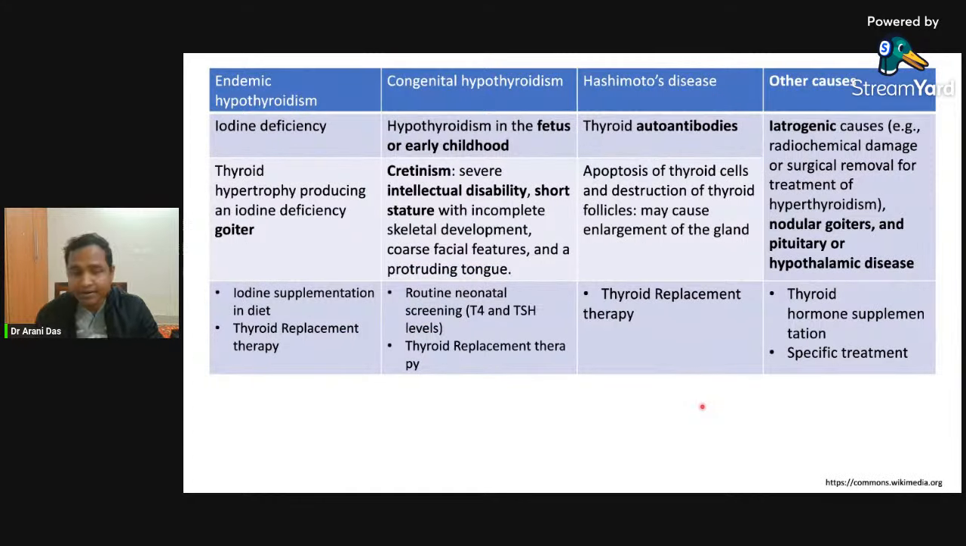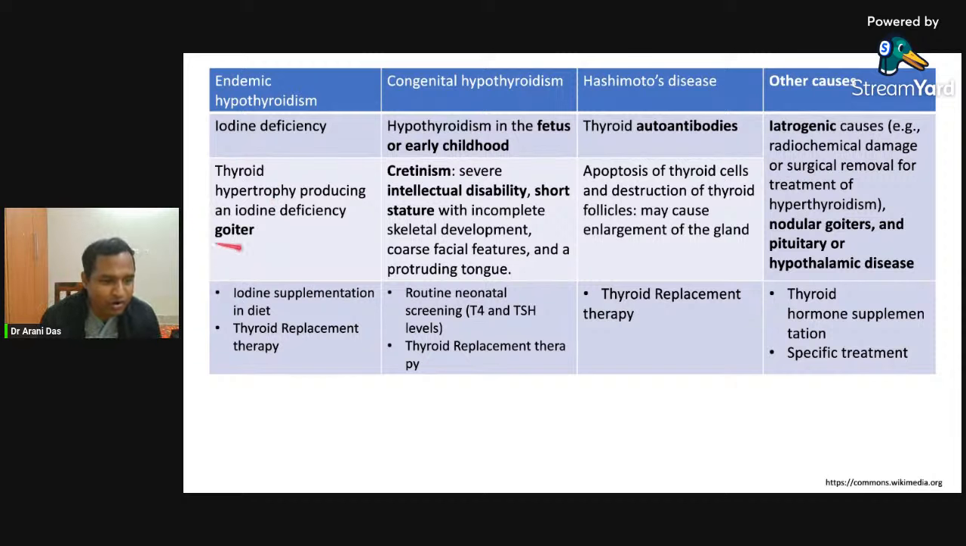There are several other causes of hypothyroidism in this table, and to summarize, the most important one is endemic hypothyroidism, which is due to iodine deficiency. It is a very old disease, the pathology has been identified. It produces less thyroid hormone, so there is less negative feedback, so more and more TSH will be released, and that TSH acts on the thyroid gland and produces hypertrophy of the thyroid gland, and that hypertrophy of the thyroid gland is called goiter.